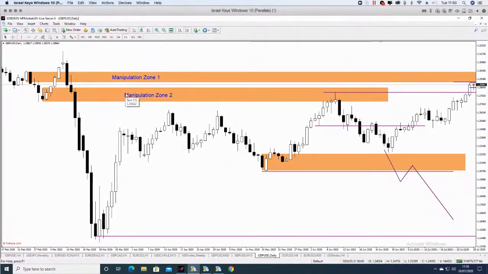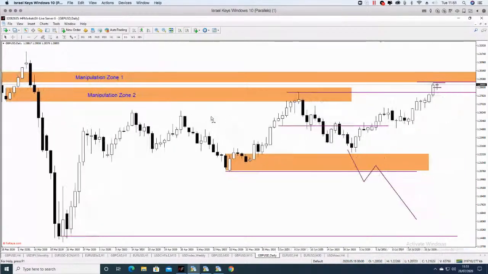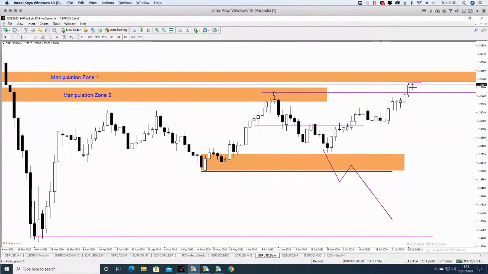If it's a short, manipulation zone 1 is above, 2 is beneath. If it's a long, it's the other way around. Then 1 is the lower one, 2 is the higher one. In essence, 1 is the first one that happens, 2 is the second one that happens. You then see that this here has now created intermediate liquidity for this one there.